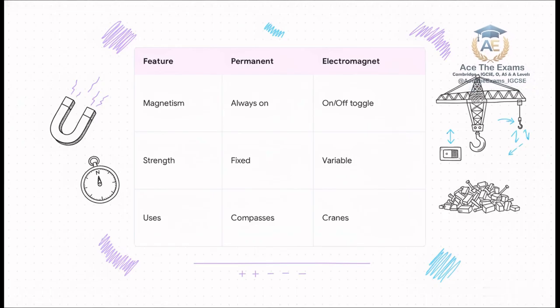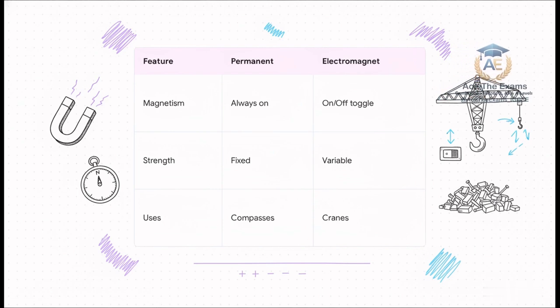If you extract the data from this table, your choice is instantly obvious. Permanent magnets are always magnetic and their field strength is totally fixed. You couldn't drop the car. Electromagnets, however, can be turned on and off and their field strength is variable because it depends on the electrical current. Therefore, you must recommend an electromagnet for the scrapyard crane.